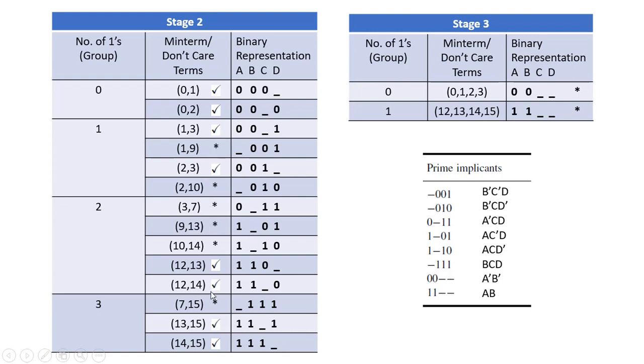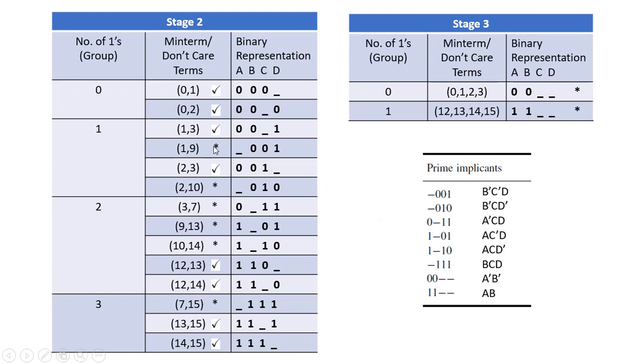Similarly, we will do other comparisons: 1 3 with 3 7, 1 3 with 9 13, 1 3 with 10 14, 1 3 with 12 13, 1 3 with 12 14, and so on. And we will see that finally at stage 3 we will get these two groups: 0 1 2 3 and 12 13 14 15, and we can see that there is no one bit difference between these two, so these are also irreducible, so we will mark them as asterisk. So all the terms which are marked with asterisk are prime implicants, that means these are irreducible.